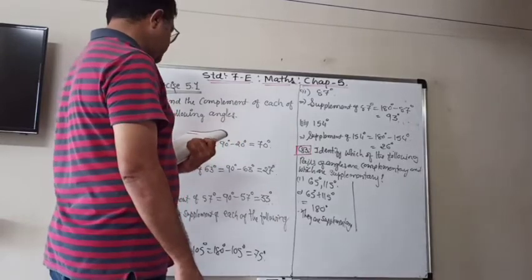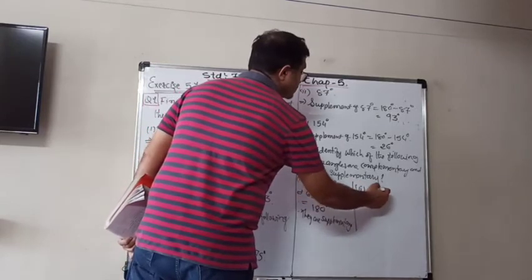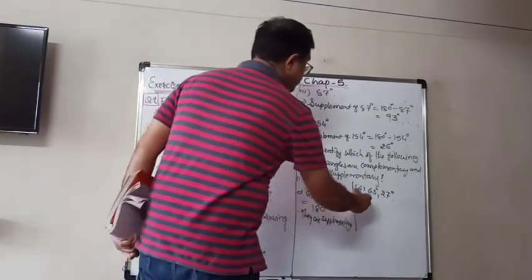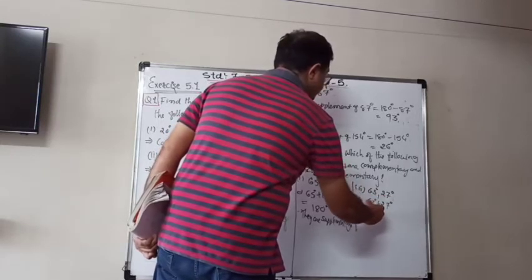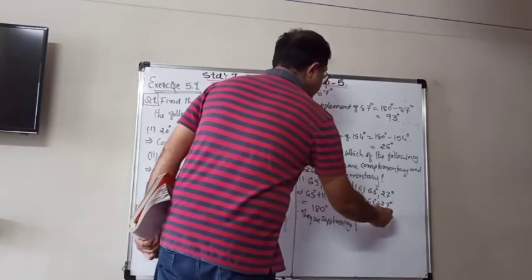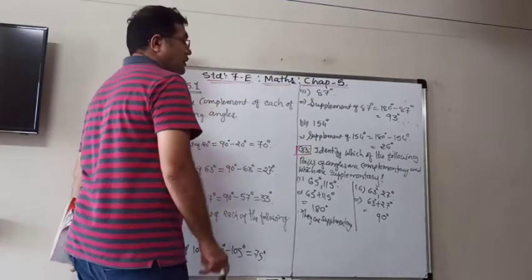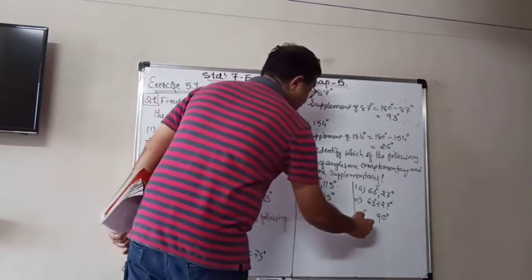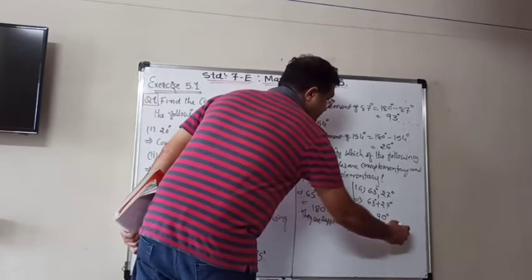Next pair is 63 degrees and 27 degrees. So now 63 degrees plus 27 degrees. 7 plus 3, 10. Carry 1. 6 plus 1, 7 plus 2, 9. So it's 90. So we know that when the sum of two angles is 90 degrees, they are complementary. Therefore they are complementary.